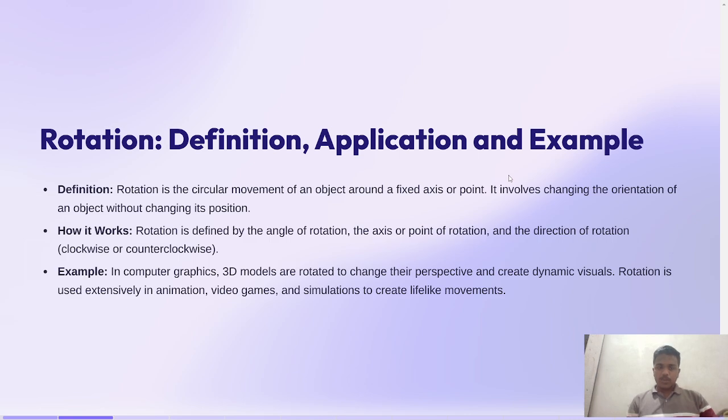Let's discuss how it works. Rotation is defined by the angle of rotation, the axis or point of rotation, and the direction of rotation: clockwise or counterclockwise. So let's discuss the application. In computer graphics, 3D models are rotated to change their perspective and create dynamic visuals. Rotation is used extensively in animation, video games, and simulations to create lifelike movements.